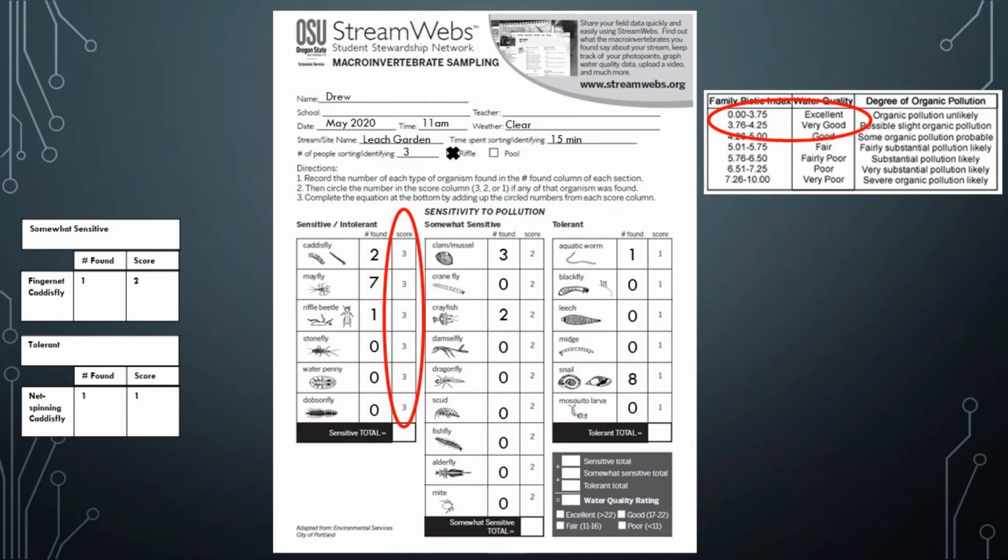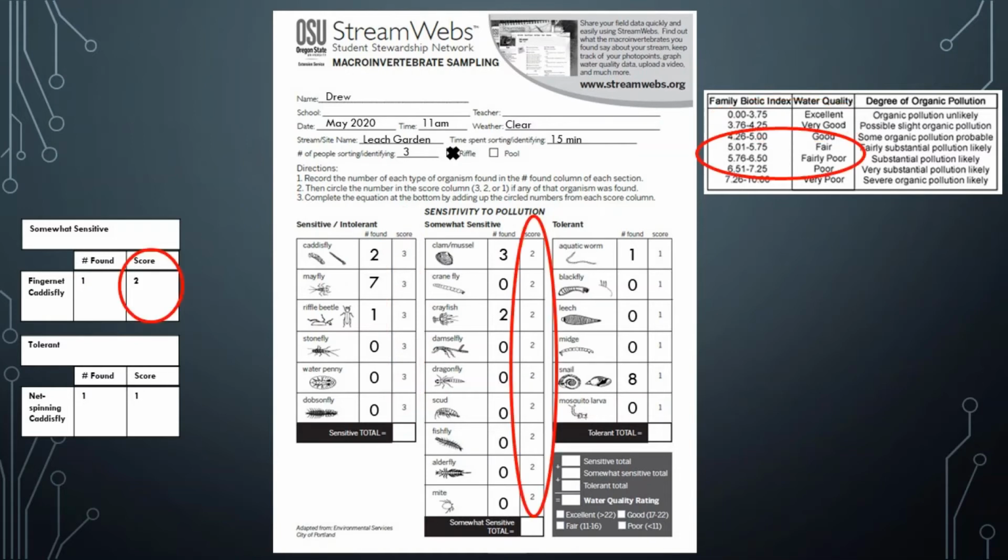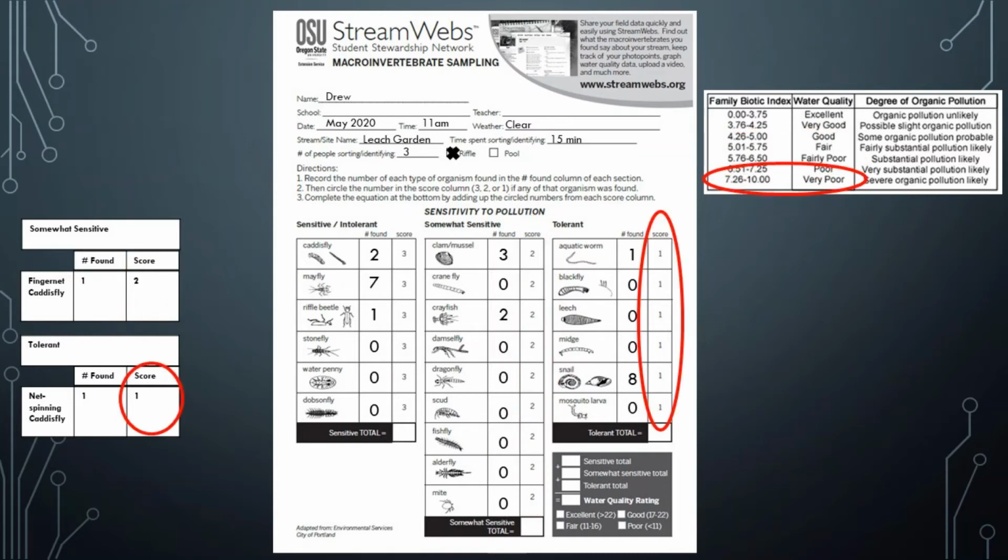The sensitive species with a range of around 0 to 4 was put into the sensitive category. Those in the sensitive range will score a 3 if present. The somewhat sensitive species in the 4 to 8 range will score a 2, and the tolerant species in the 8 to 10 range will score a 1.